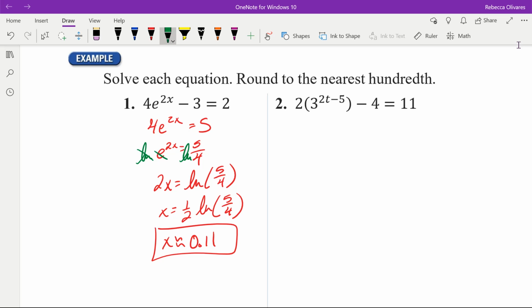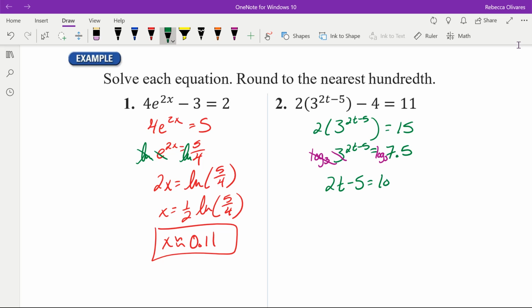Same thing, we want to isolate the exponential expression, so I'm going to add the 4. So I'm going to have 2 times 3 to the 2t minus 5 equals 15. Divide both sides by 2, so it's 3 to the 2t minus 5 equals, let's call that 7.5. And then we can either just convert it over to log form, or like I said, take a log on both sides. And this time I'm going to do a log base 3, because log base 3 of 3 to a power is going to undo that 3 to the power. So then it just becomes 2t minus 5 equals log base 3 of 7.5.